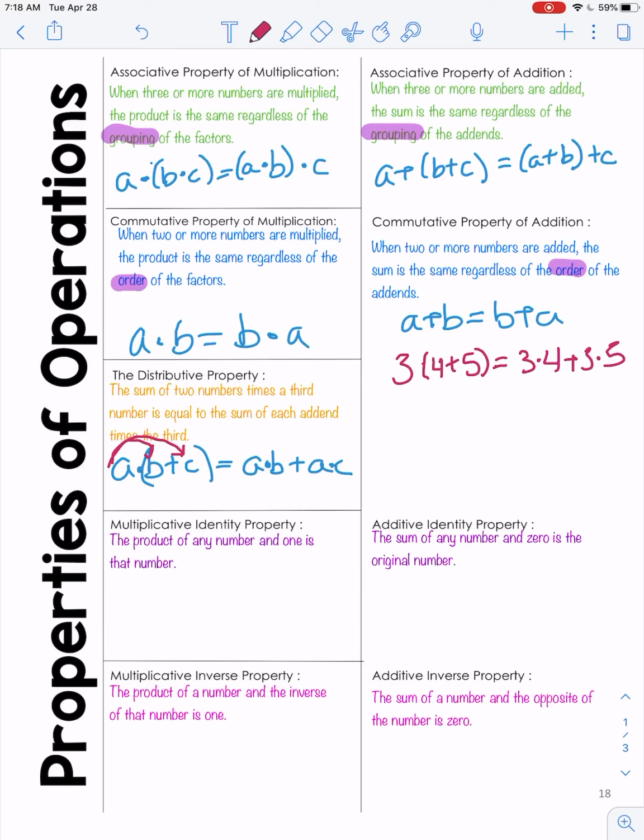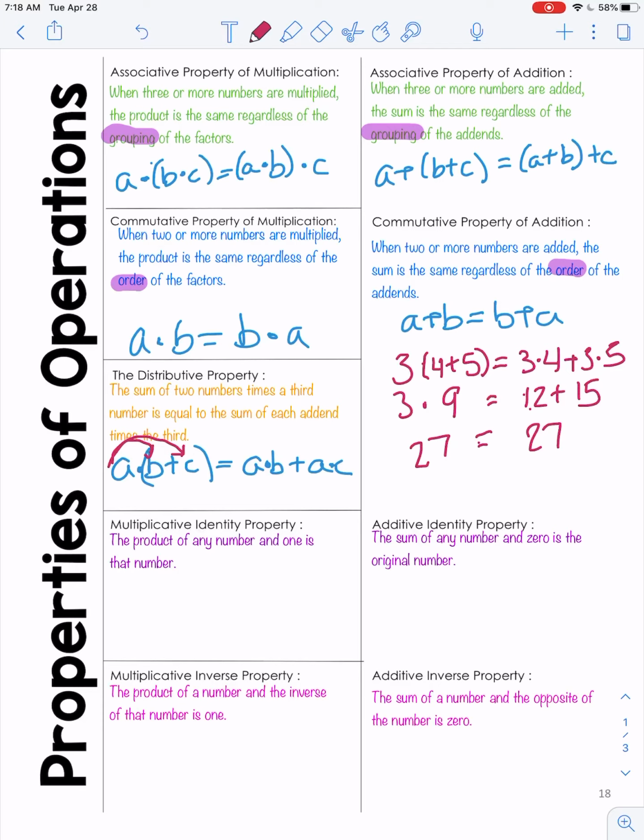So let's use the order of operations to solve both of these. So first we do what's in the parentheses. So we do 4 plus 5, which is 9. So then we have 3 times 9, which is 27. Let's check to see if it equals. 3 times 4 is 12, plus 3 times 5 is 15. So then we have 12 plus 15 is 27. So it does work. We have both answers equal 27.